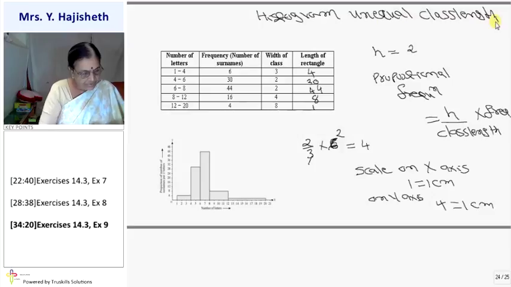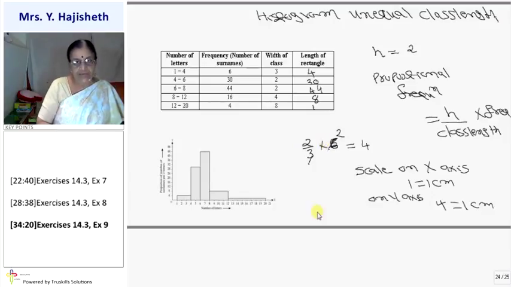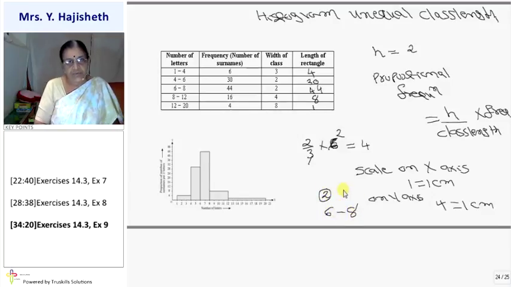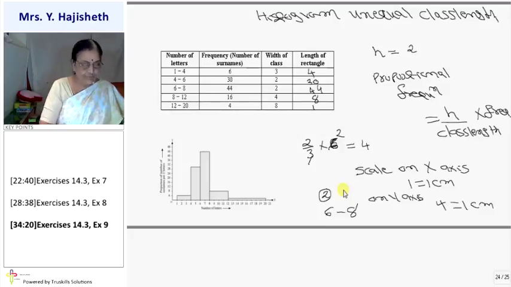Clear? Now question के answer दो. What is the class interval? Question is write the class interval in which the maximum number of surnames lies. So class interval is second का आंसर है 6 to 8. देखो 6 to 8 में maximum observations are given. Okay, and 8 में तो कुछ नहीं पूछा था. Clear? That completes your exercise 14.3.